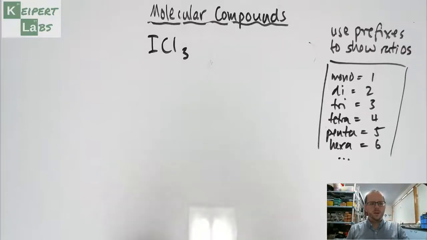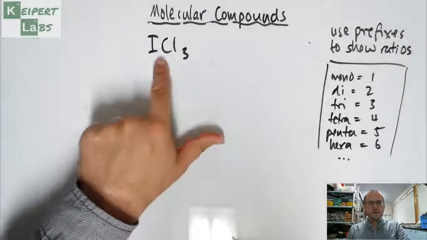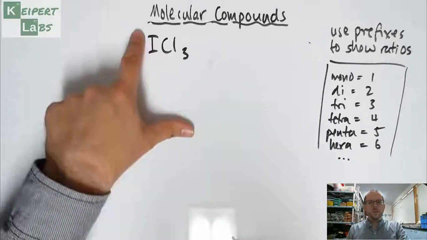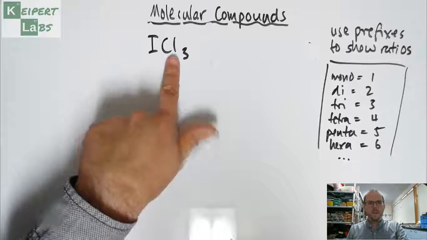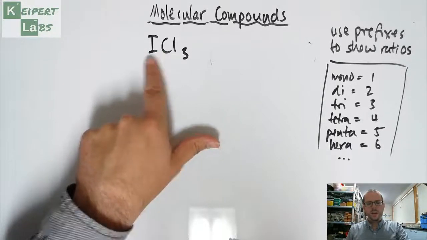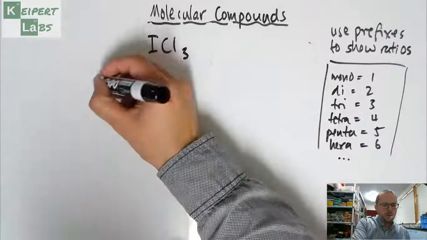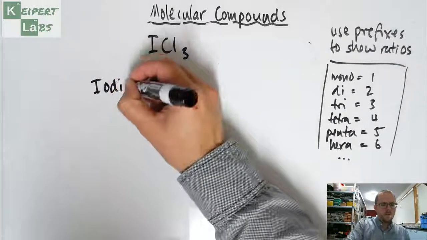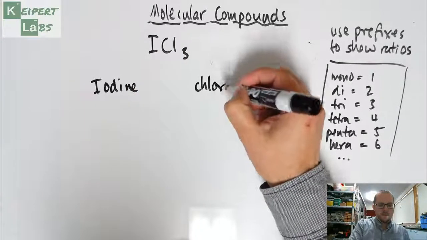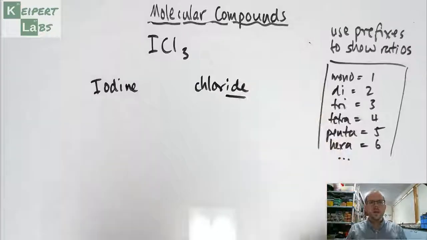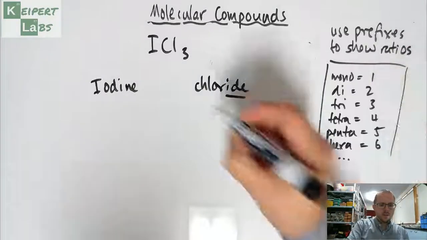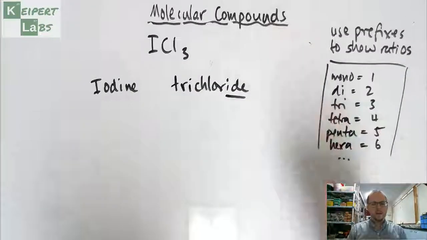Okay, so looking at what I've got here, I've got ICl3. I've done the I with the top and tail to try and make it a bit clearer to distinguish from this, which is a lowercase l. So I've got two elements, iodine and chlorine, written in that order. I'm going to start with iodine, and then I've got chloride to show that it's in a compound, and then because I've got 3 chlorines, I'm going to use tri, so I'm going to say it's iodine trichloride.